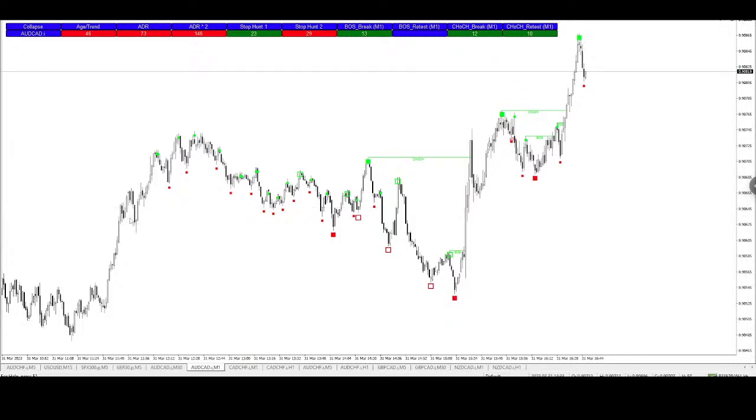So this is how the strategy works if you're using this indicator. You also get the alerts for all of these break of structures as well, as you can see here. So it tells you how many candles ago this happened, all these break of structures and stuff like that. So that is AUD CAD.